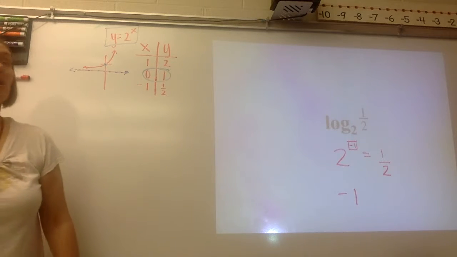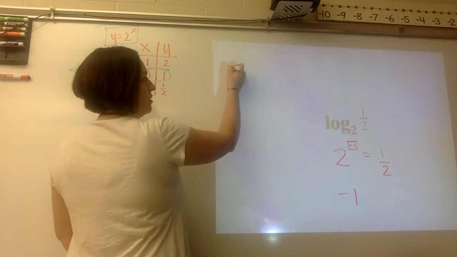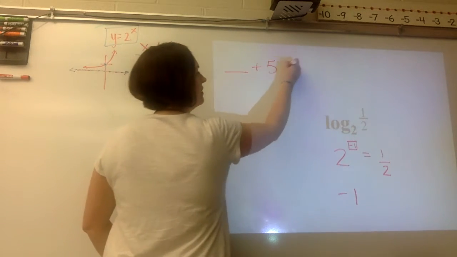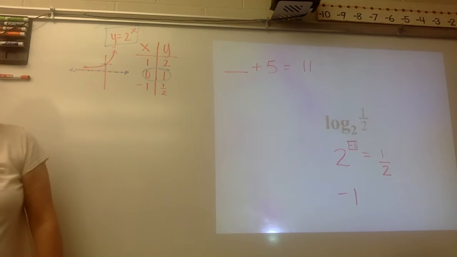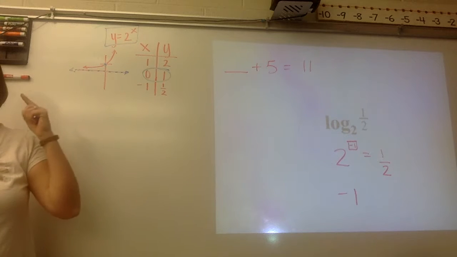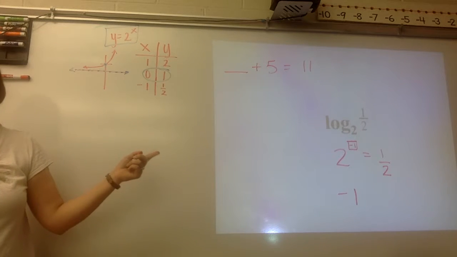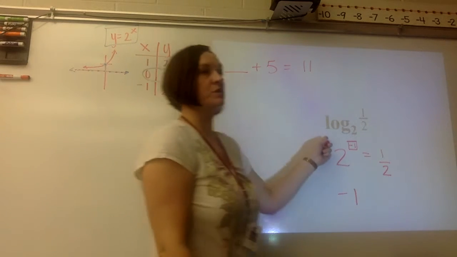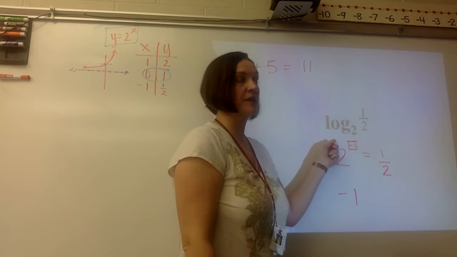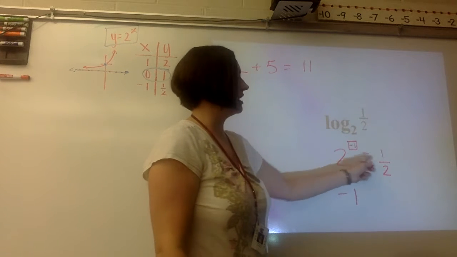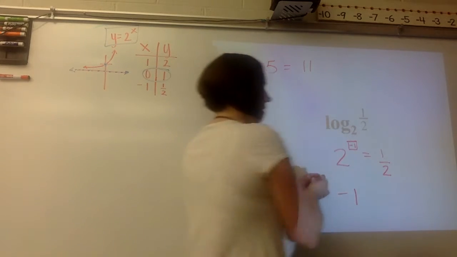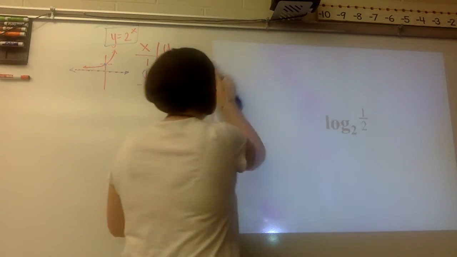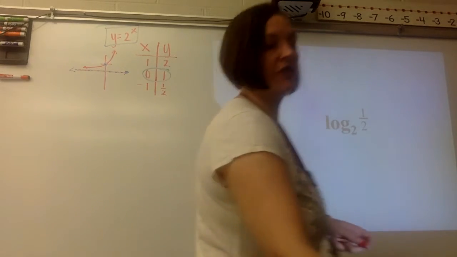Okay. Here's the idea for those of you that haven't caught on. Blank plus 5 is equal to 11. What goes in the blank? 6, right? That guessing game that you're playing with addition is the same as what we're doing here. We're just doing it with logs. We're doing it with exponents. What is the exponent that gives me 1/2 if the base is 2? Same exact idea. Just a little bit ramped up, higher level thinking.